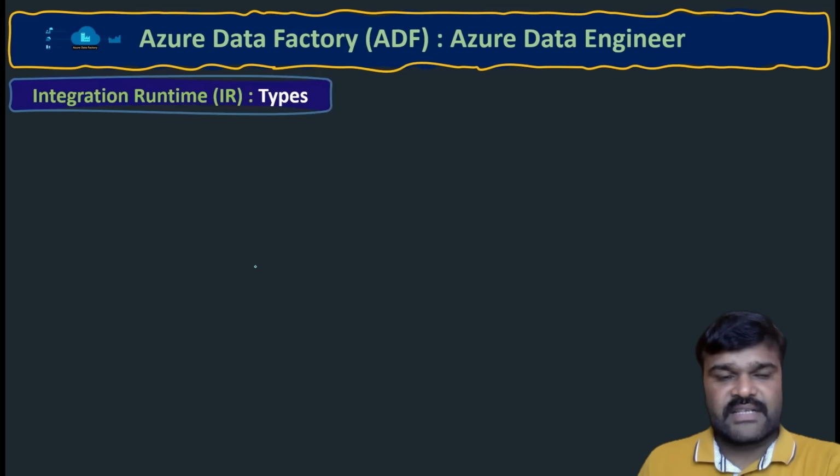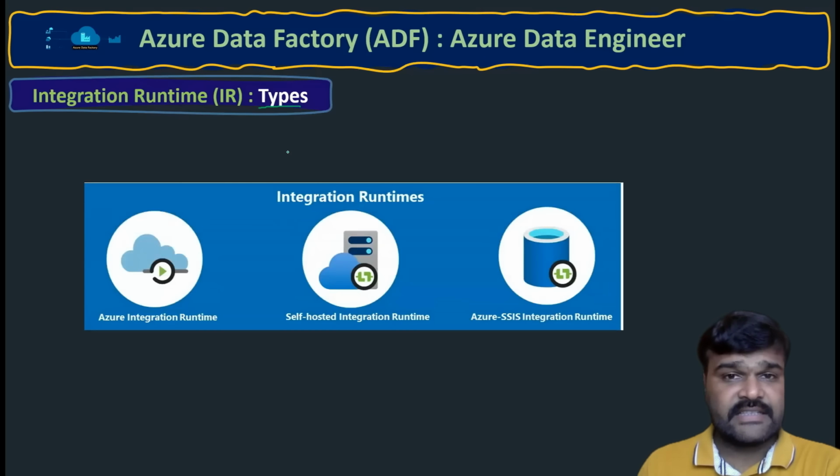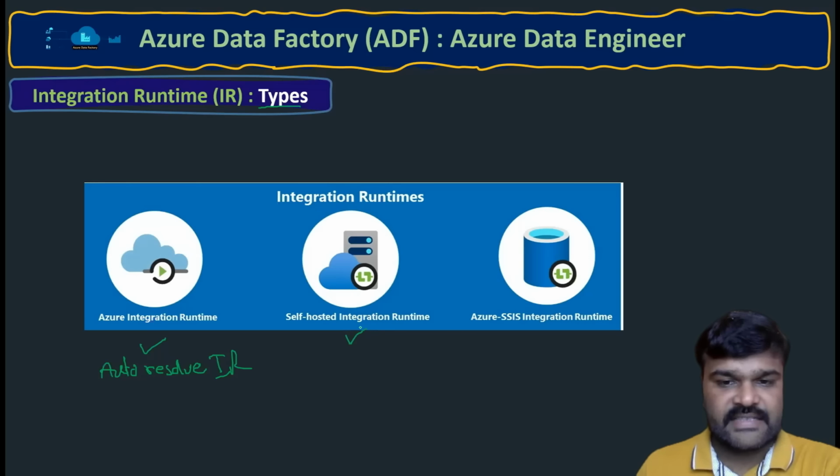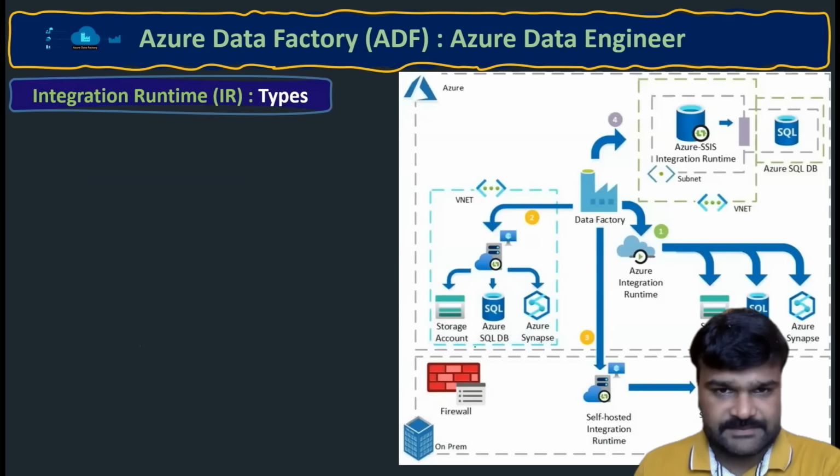So now let us try to understand the different types of integration runtimes. Here we have three types of integration runtimes. One is Azure integration runtime, which is also called auto resolve integration runtime, then self-hosted integration runtime, and Azure SSIS integration runtime. Let us try to understand them individually, one by one.